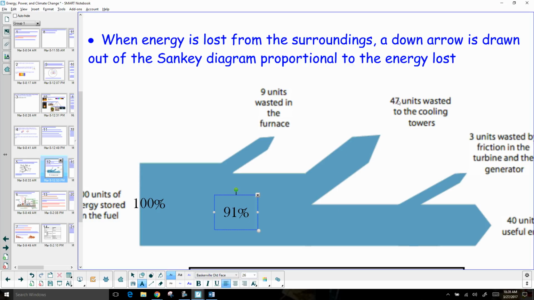Then, to transfer that heat to the cooling towers, 47% were lost. So then I can say 91 minus 47 is going to be, if I can do the math in my head, 44% of the energy is left. Then I get down to here, where 3 units were wasted due to the friction in the turbine and the generator. Because the turbine and generator are not frictionless systems, I'm down to 41%.